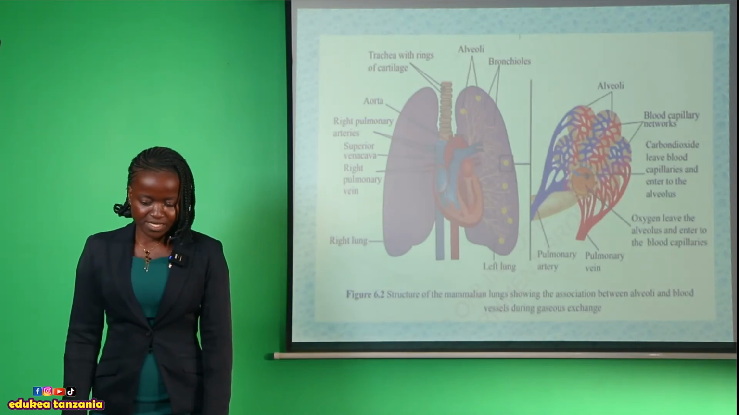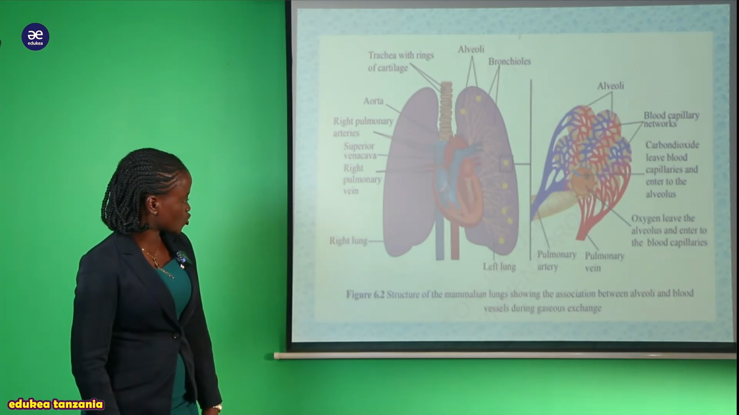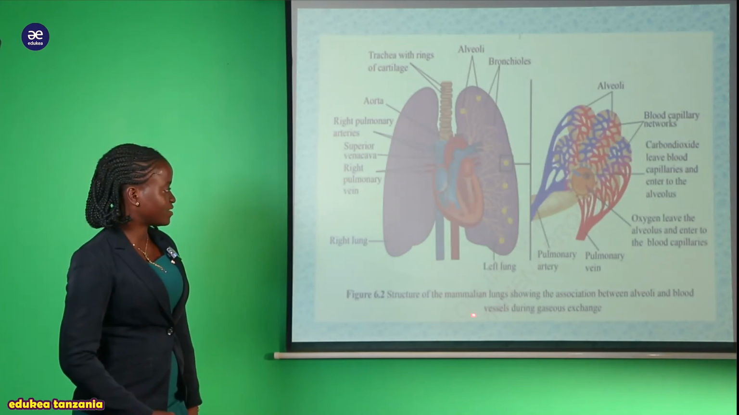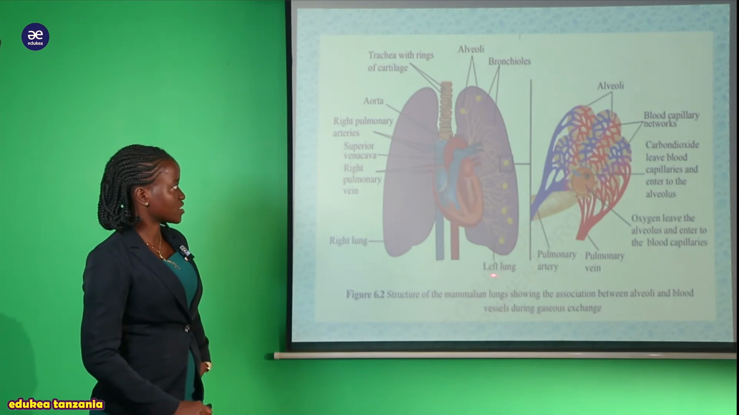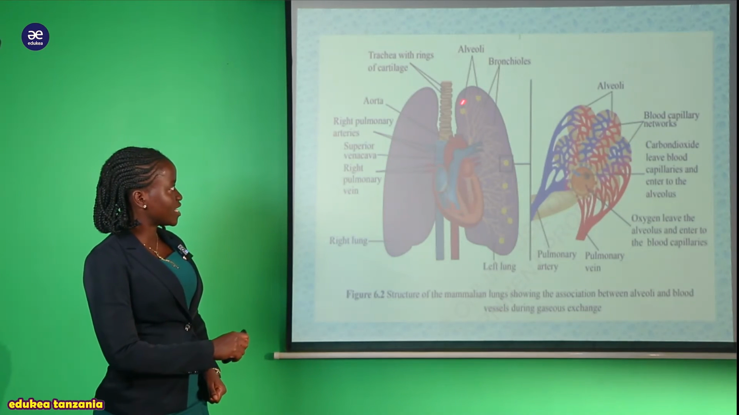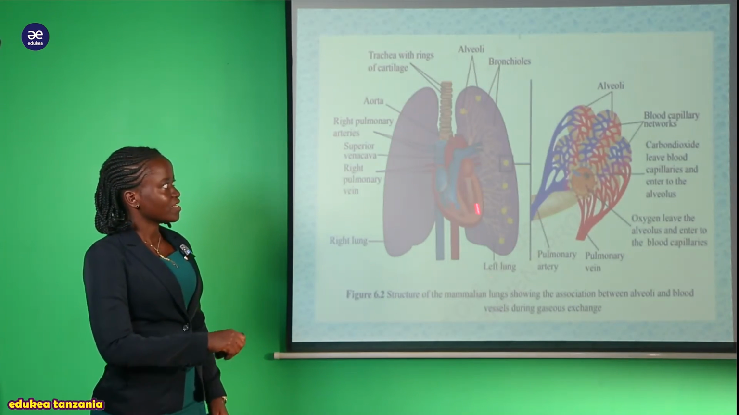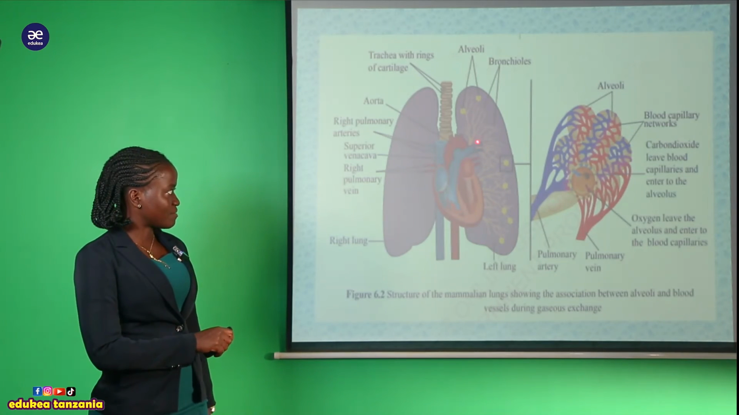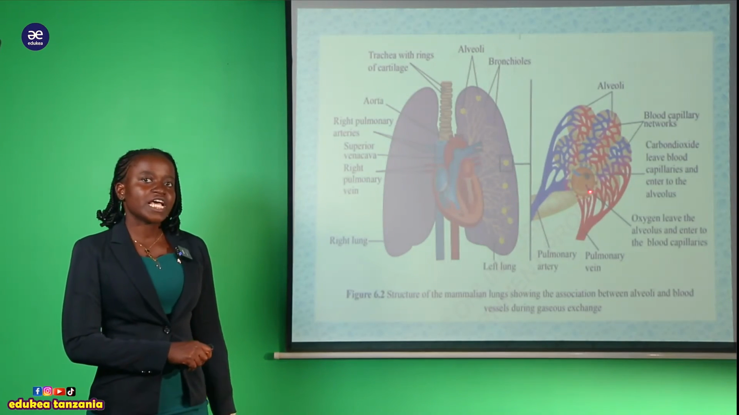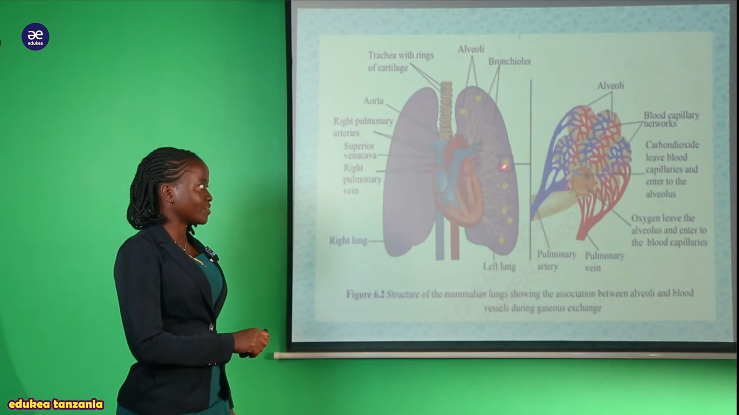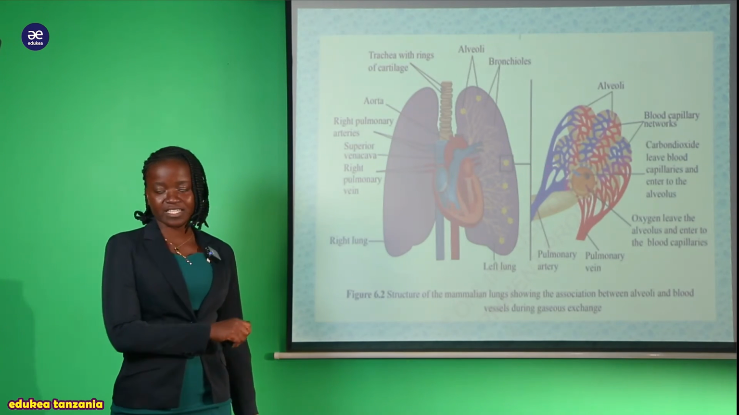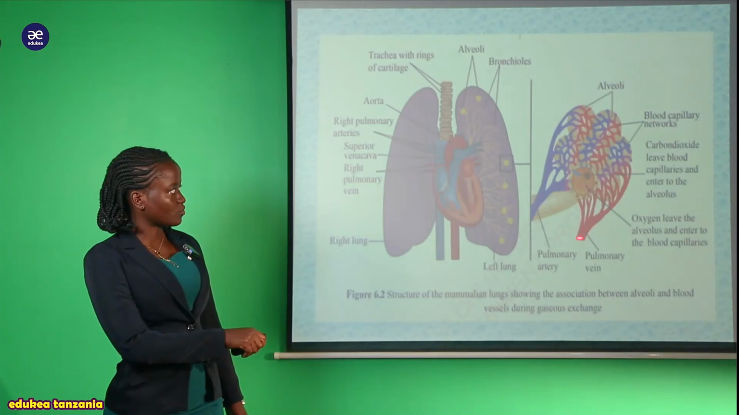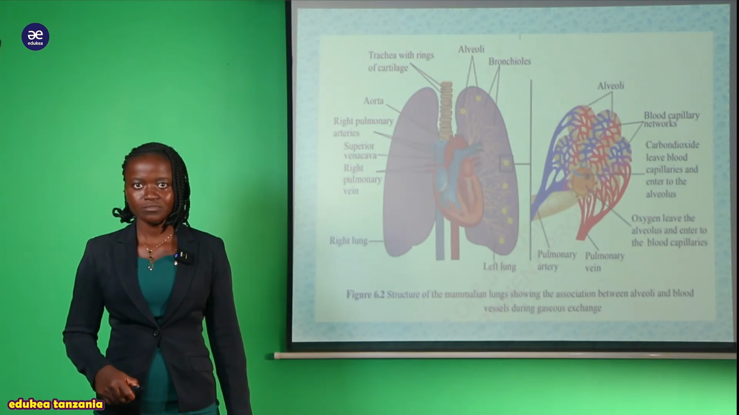But now, my student, let's see this figure which shows the structure of the mammalian lungs associated with the alveoli and the blood vessels during gaseous exchange. Now you can see, my student, this one is the lungs. This structure of the lungs we have already seen. Within it there is a structure called the alveolus. At the tip of it there are alveoli. So this alveoli ukikata ndipo ambapo utaiona kwenye huu muundo.